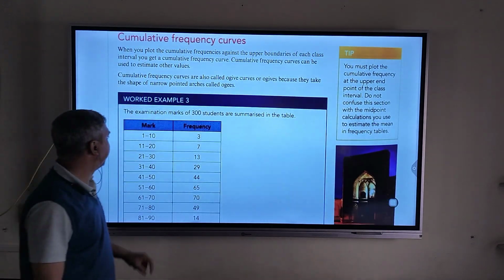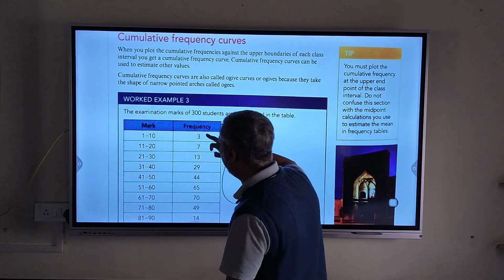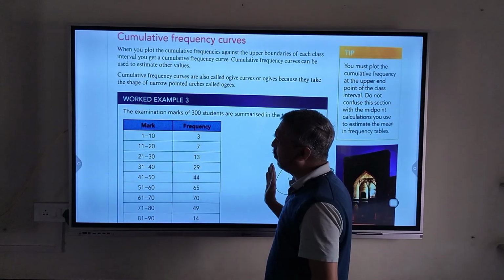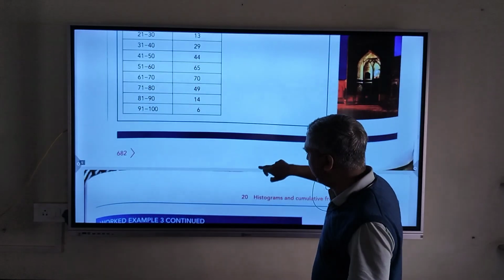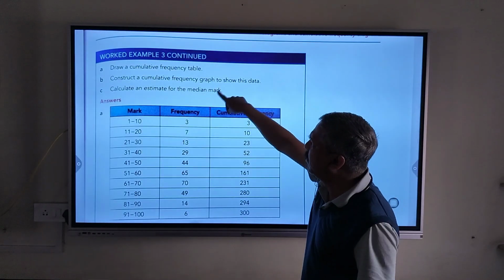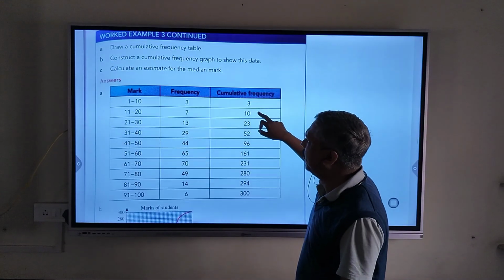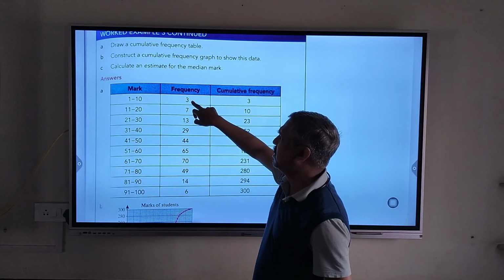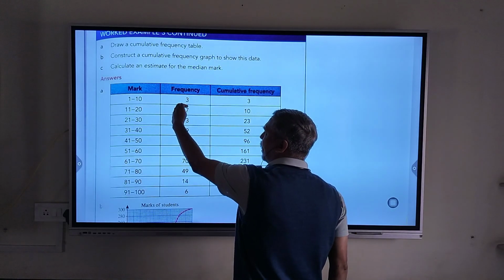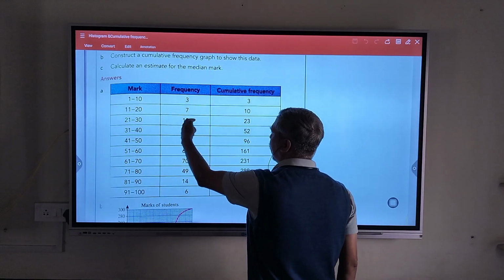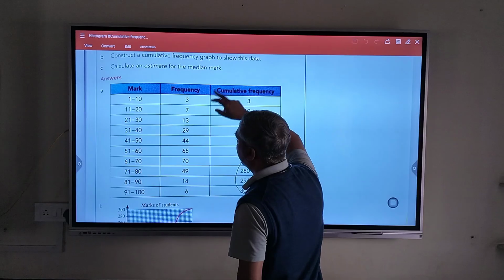Cumulative frequency curve. This is the class mark. The frequency is given. We'll first have to find out the cumulative frequency and then we'll plot it on the graph. Let's see this. Draw a cumulative frequency curve, then estimate the median mark. We'll do that. 1 to 10, frequency is 3. Then we'll add the next one. 3 plus 7, 10, 23, 52, 96 and so on. And finally we reach 300.